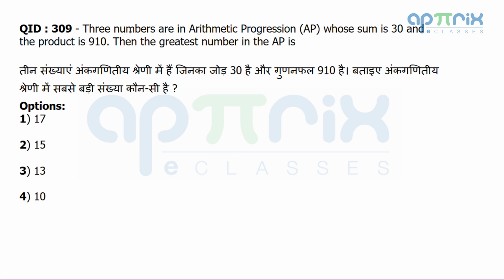9th question. 3 numbers are in arithmetic progression whose sum is 30 and the product is 910. 3 numbers, arithmetic progression, sum is 30, product is 910, the greatest number in that AP.